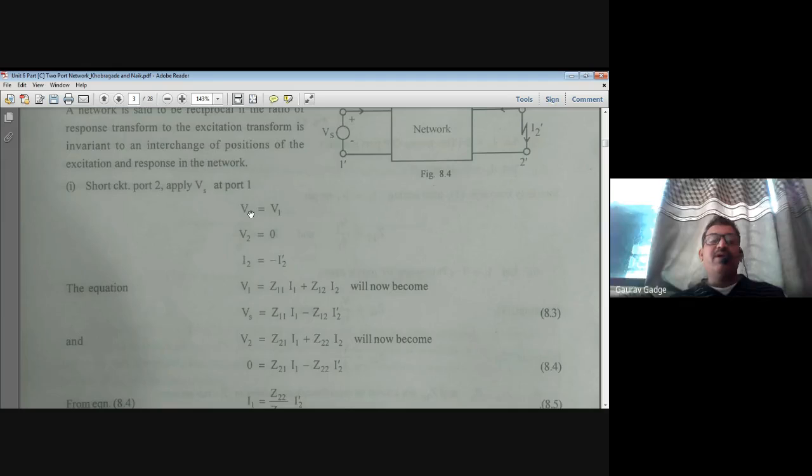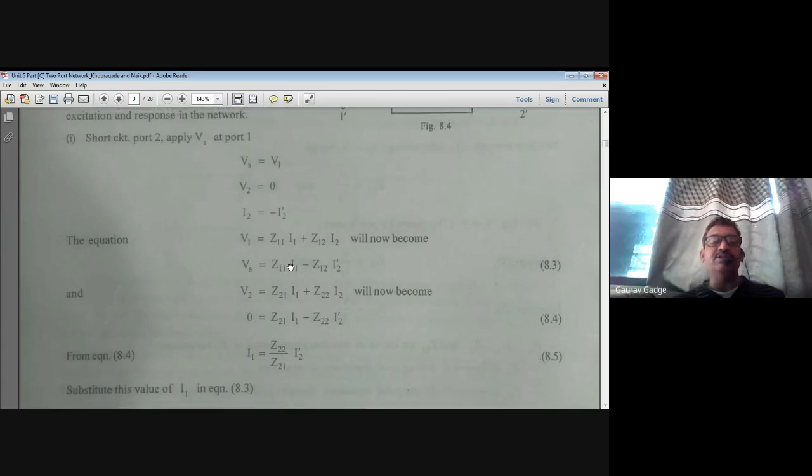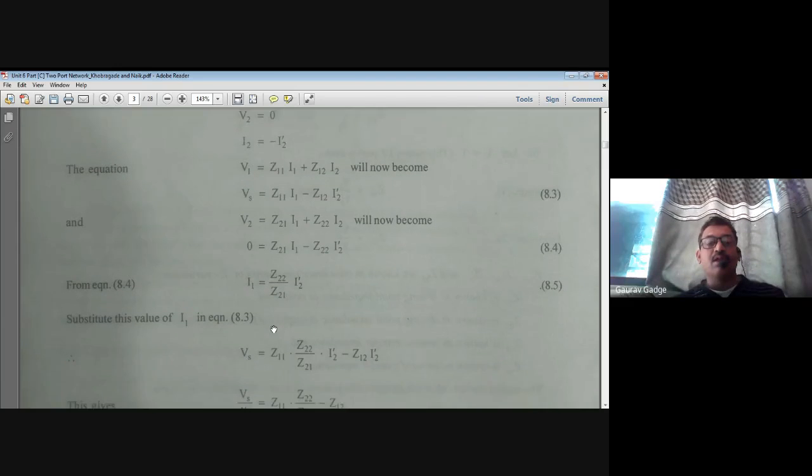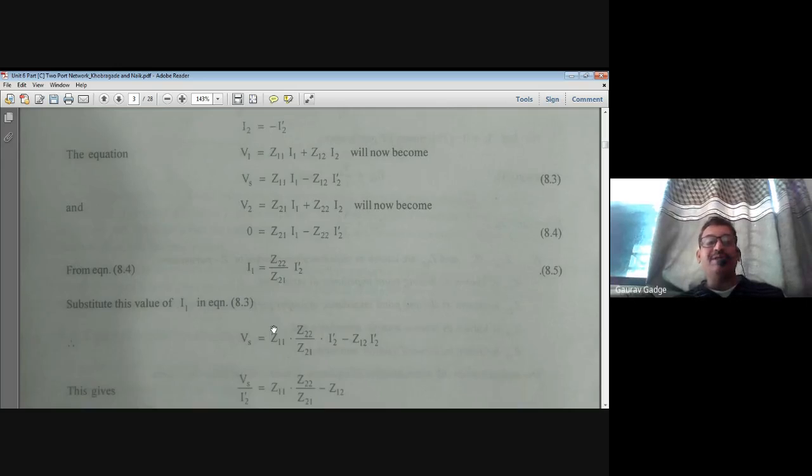Now we are stating these three conditions: V1 equal to Vs, V2 equal to 0, and I2 equal to minus I2 dash. Put these three conditions in the equations. Equation V1 equal to Z11 I1 plus Z12 I2, that makes this equation, and V2 equal to Z21 I1 plus Z22 I2. So that gives you this 8.4. Further, 8.4 can be solved to get the value of I1. Now put this I1 in 8.3.